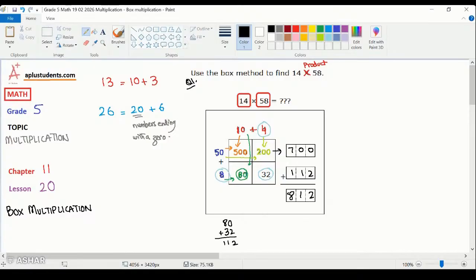Let's verify if the answer is correct or not. If we say 58 was multiplied by 14, when we multiply, 4 is multiplied by 8.